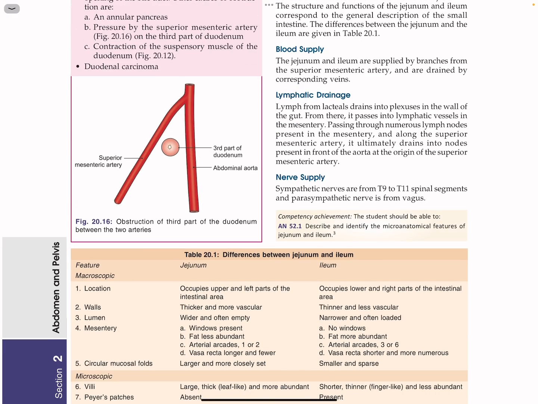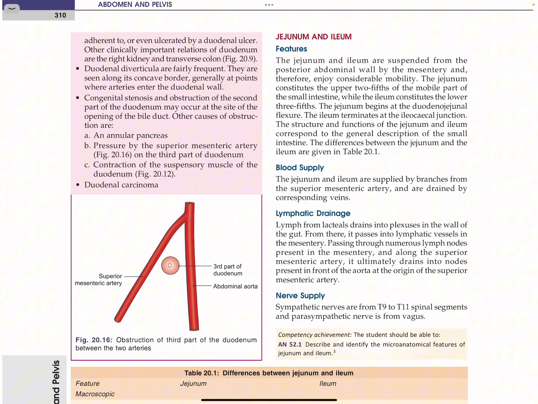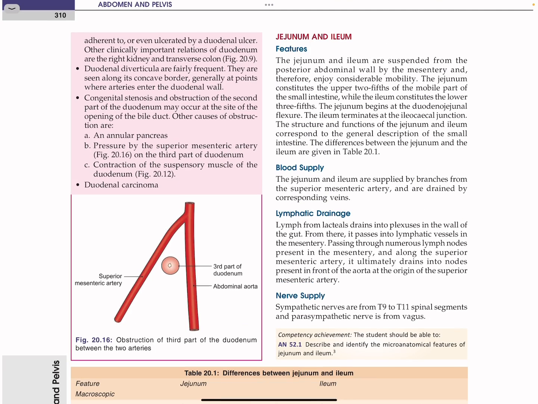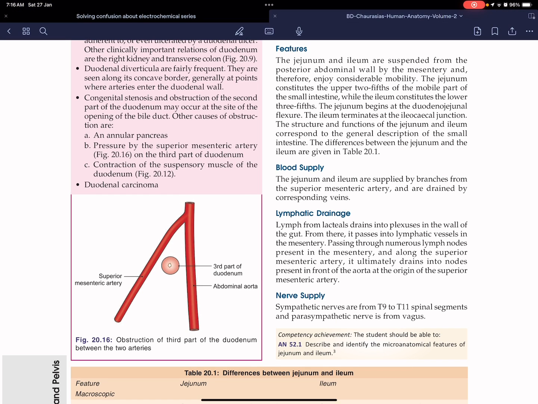Congenital stenosis and obstruction of the second part of the duodenum may occur at the site of the opening of the bile duct. Other causes of obstruction are A. an annular pancreas, B. Pressure by superior mesenteric artery on the third part of the duodenum, C. Contraction of the suspensory muscle of the duodenum. Duodenal carcinoma.